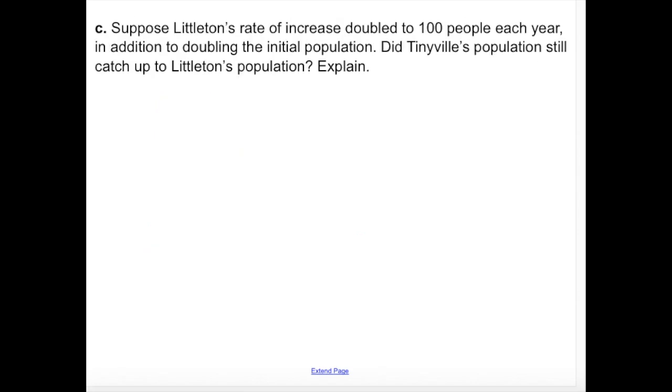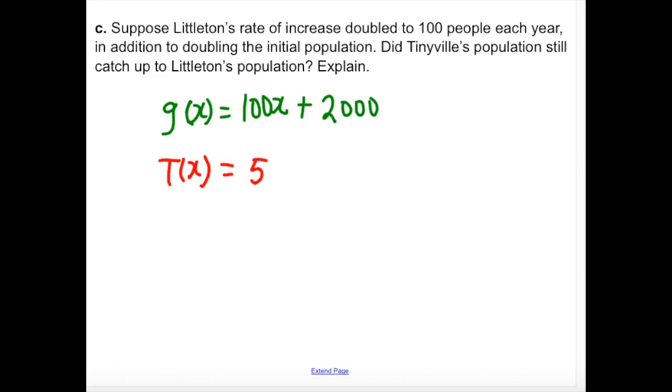And last, part C. Suppose Littleton's rate of increase doubled to 100 people each year. In addition to doubling the initial population, did Tinyville's population still catch up? And explain. So my L of x is equal to 100x plus 2,000 because it became from 50 to 100. I'm actually going to call that not L of x, but g of x because this is a new function, even though it's still Littleton's population. Then my T of x is the same because we're trying to compare from the original. 500 times 1.05 to the x.